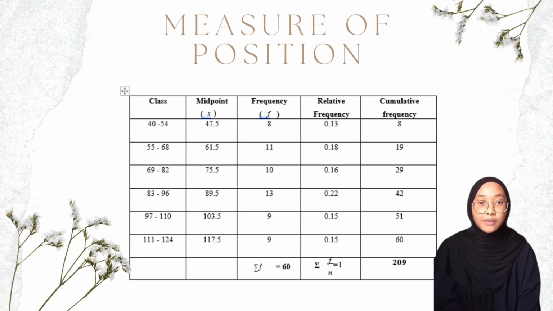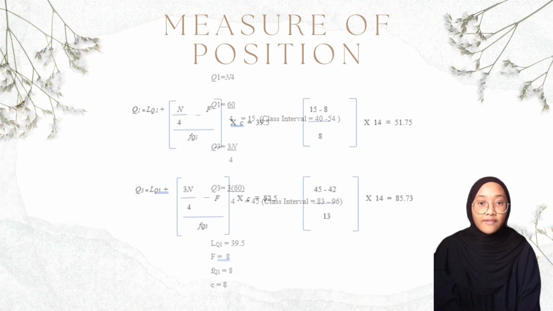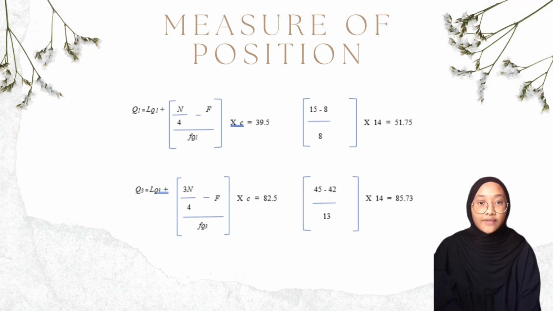The first step, we need to find the location of the first and third quartile to know their locations in the class interval. After we find it, use the equation to find the first and third quartile. By using the equation, we get 51.75 for the first quartile and 85.73 for the third quartile.